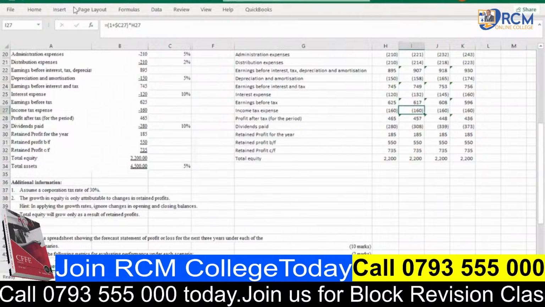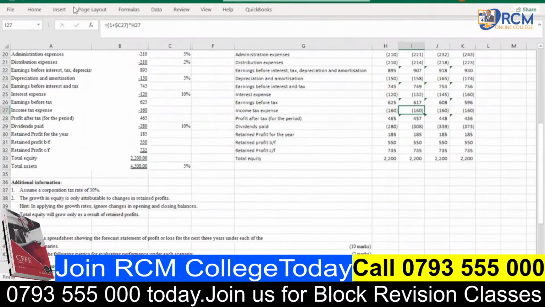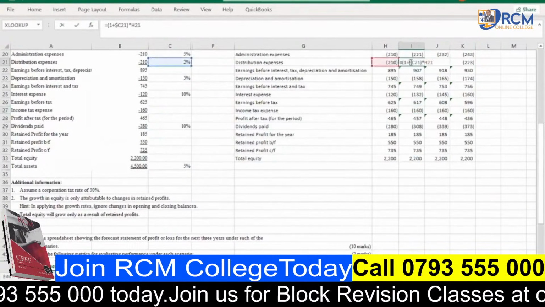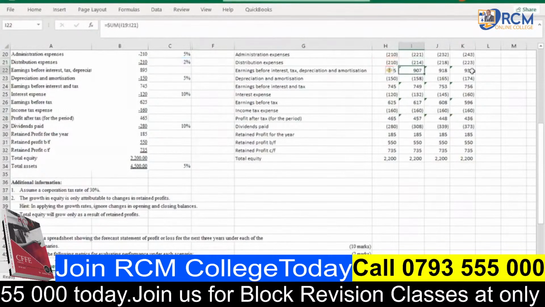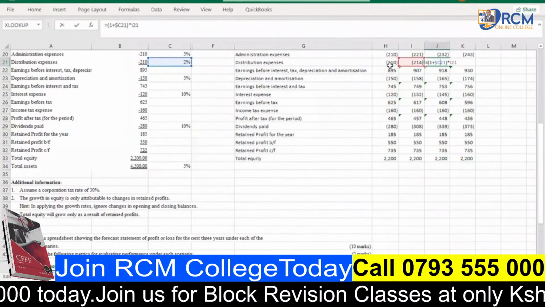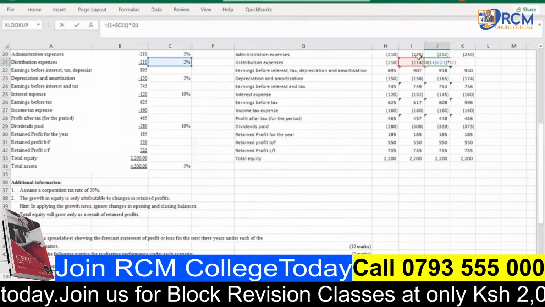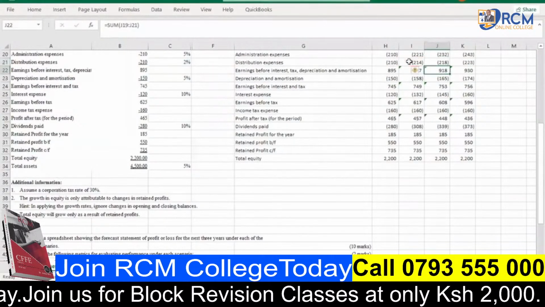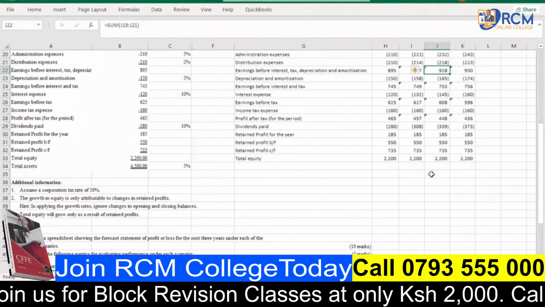Why am I getting same figure in the distribution cost for all the 3 years? Distribution cost, ebu angalia what we have done for 2023. Then 2024, it now changes to refer to this one here. Sasa it means wewe ulilock everything. It means maybe you locked this one here. Check how you applied the dollar sign. It might be the source of the problem there.